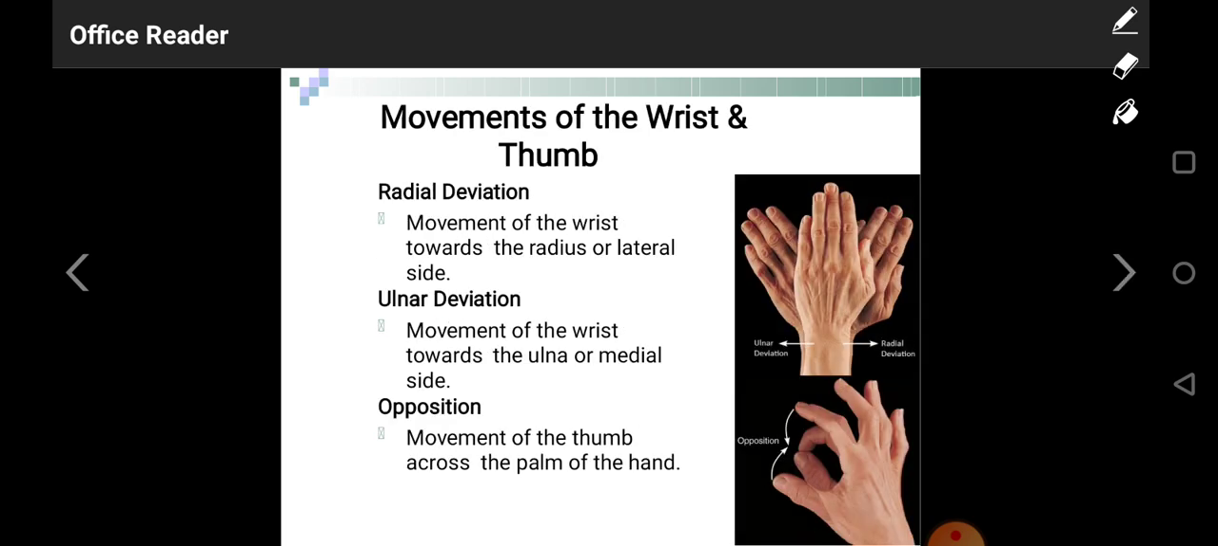Then the movements of the wrist and the thumb. Radial deviation, movement of the wrist towards the radius or lateral side. Ulnar deviation, movement of the wrist towards the ulna or the medial side. Opposition, movement of the thumb across the palm of the hand. So here we can see the images for radial and ulnar deviation and the opposition of the thumb.